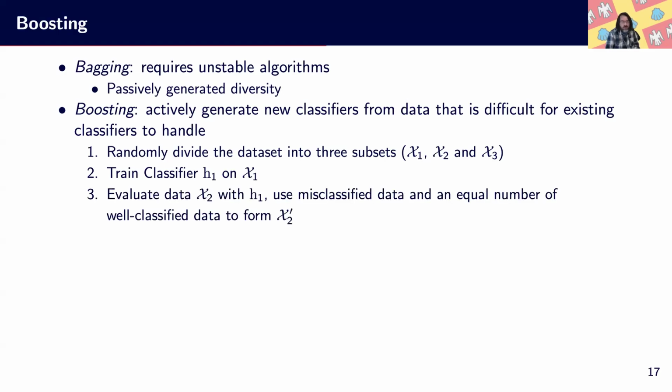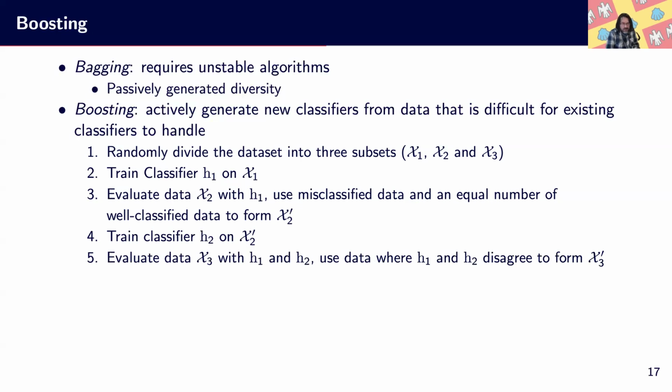But then we evaluate the X2 dataset on H1, and we put aside all the misclassified data. And then we add the same number of well-classified data, picked randomly. So if we have 50 misclassified samples, we add 50 more well-classified samples from X2 according to H1, and we build what we call X2 prime. So X2 prime is really a new dataset to train classifier H2 that is more focused on the samples misclassified by H1, not only with them, but the focus is stronger.